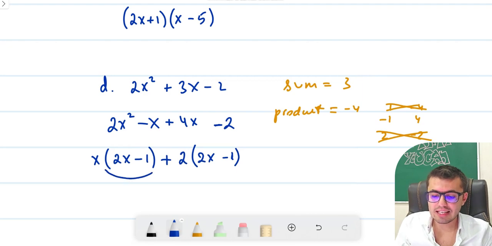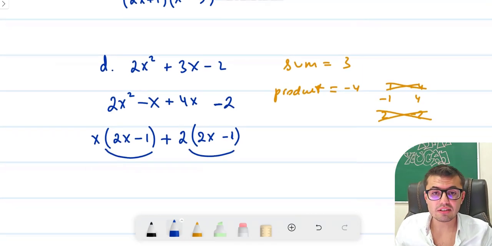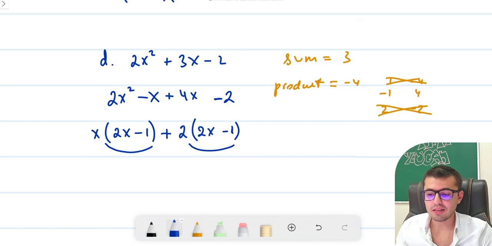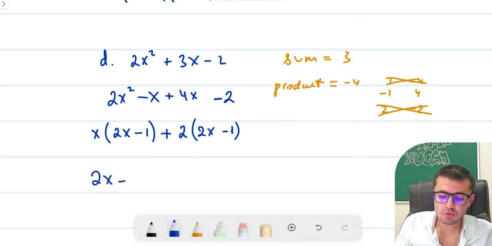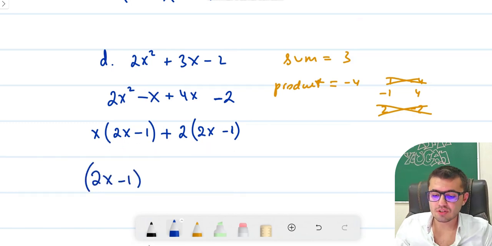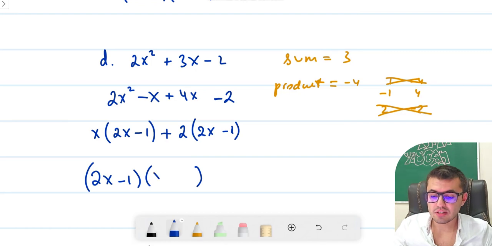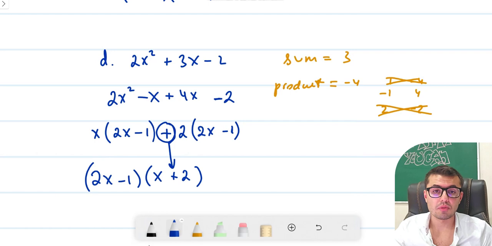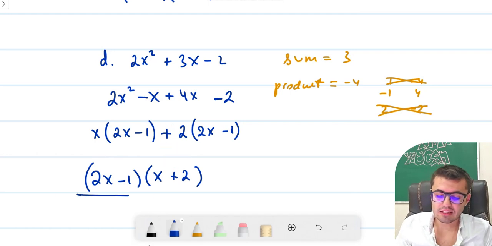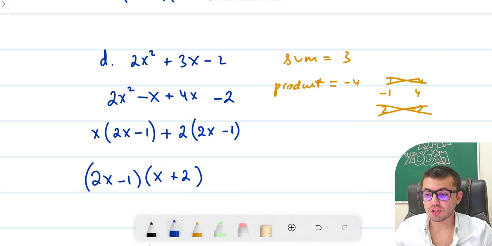What I see is that these are the same, and it's a really great thing to have. These should be the same. So I take 2x minus 1 out again. I'm left with, again, I just copy the things that were in front of these brackets. x was in front here, and 2 was in front here. Again, I'm careful about the sign. I have plus, so I copy plus. So yeah, that's the fully factorized version. Yeah, I think that's it.